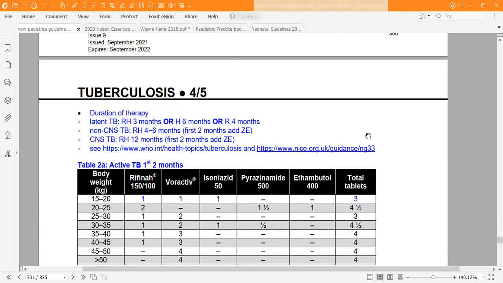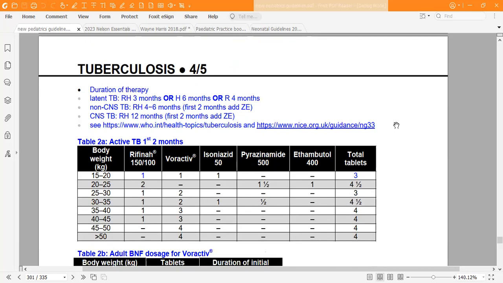The duration of therapy. If the patient has latent TB, he will get RH for 3 months, or H for 6 months, or R for 4 months. So what does RH mean? H or R?